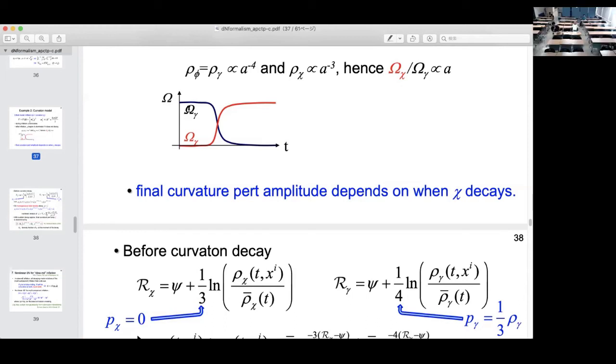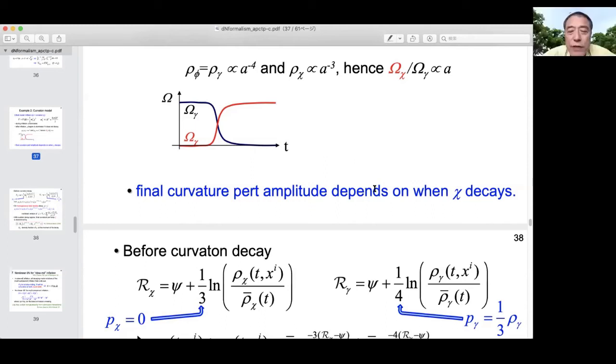So any other questions? I have a naive question. Sure, please. Can I use this delta N formalism to calculate the perturbation of some scalar field phi, not during inflation, but during radiation domination or matter domination, as long as phi is subdominant?